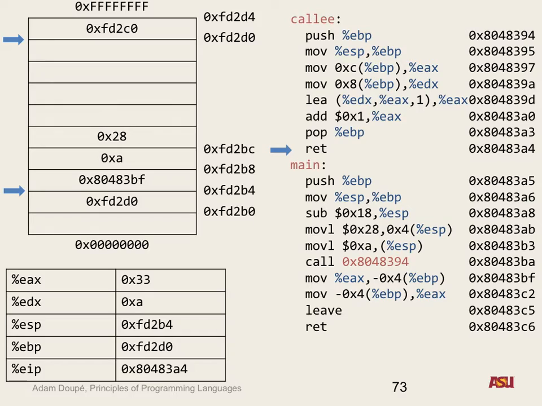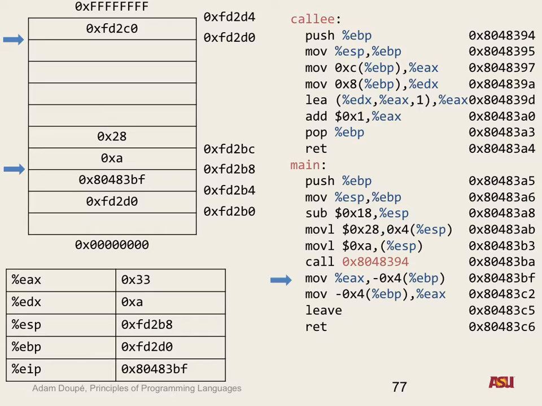Then we need to do a return. A return is really, you can think of it as the opposite of a call. Essentially, exactly what it does is pop EIP. So take the value currently on the stack, pop it, and put it into the instruction pointer. That means the next instruction you're executing is from that address. So now the instruction pointer will be 804.83.bf, and our stack will have moved up 4 bytes. And now we go back here.